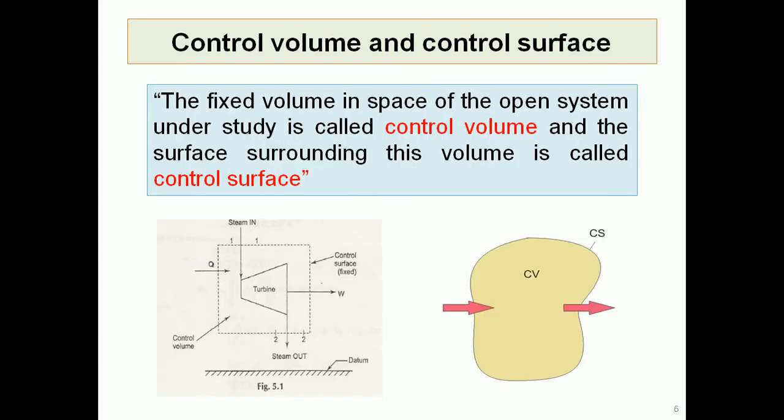What is control volume and control surface? As far as open systems are concerned, we cannot focus attention on a certain decided mass because mass is changing in open system. So, we will have to focus attention on a certain fixed volume. This fixed volume is called control volume. So, control volume is any region in open system where the observer focuses his attention for study, and a surface surrounding this control volume is called control surface. So, here we can see this is the control volume and this is the control surface.